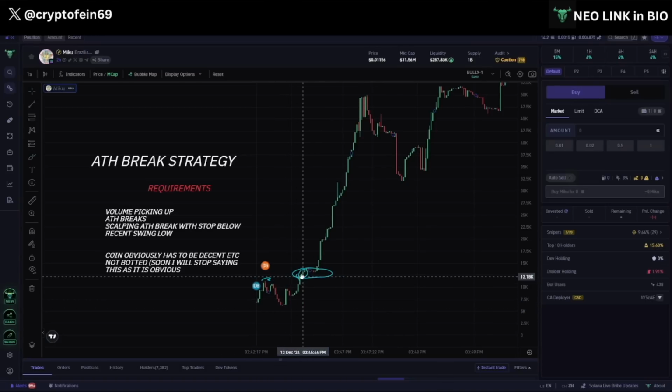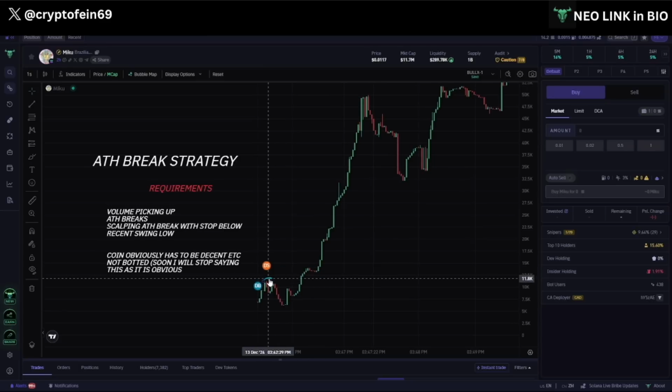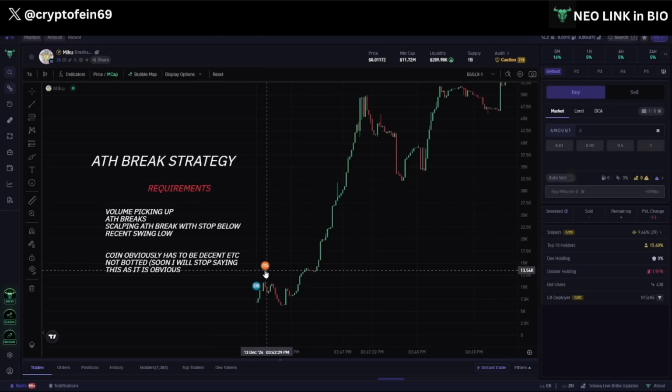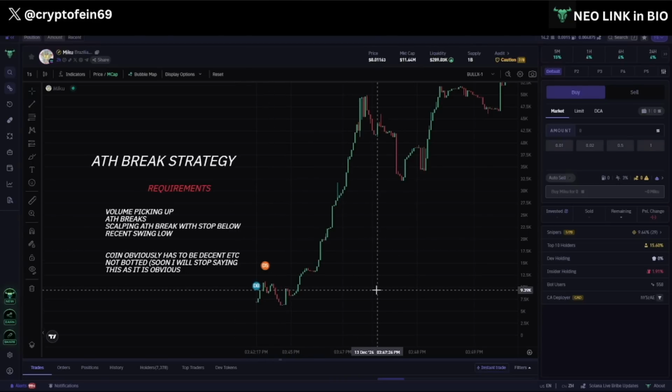It's very similar to the dev sell strategy. That's why I mentioned it. But as you can see with the dev sell strategy, if you were to buy it here, you would get rugged pretty much, right? So you have to kind of pair them both up. That's why I'm doing them together.